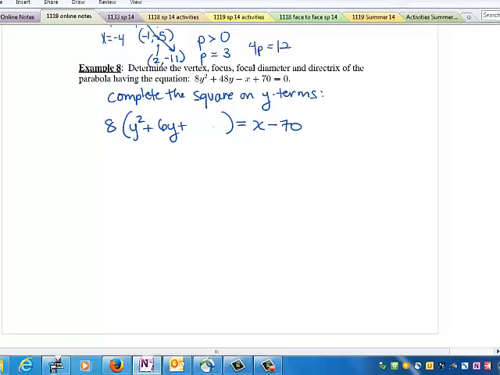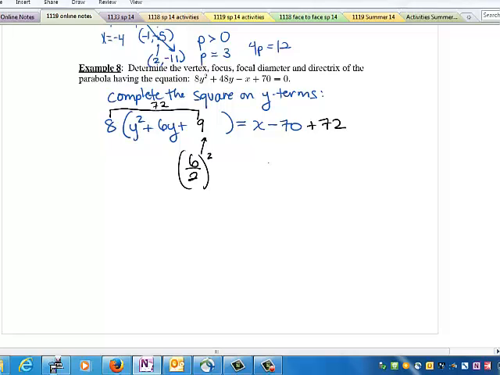Now, if I think about completing the square on this group, the y squared plus 6y plus blank, so that I want a perfect trinomial there, I ignore the 8 that's outside for now, and I say, all right, I want to add half of the coefficient on y. So in this case, that's 3 squared, or 9. And then when I wrote that 9, I really added 72 from 8 times 9. So if I add 72 to this side, I want to also add 72 to the other side to keep things in balance.